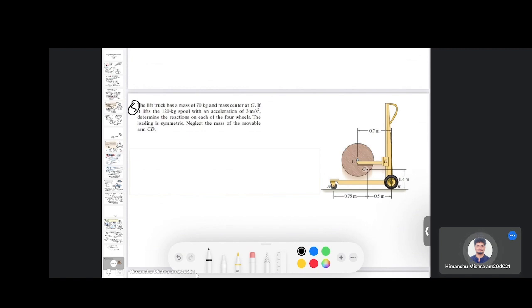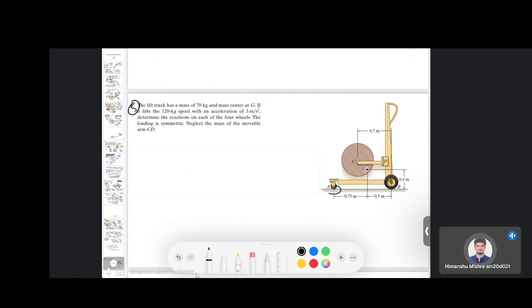So here the lift truck has a mass of 70 kg and a mass center at G. If it lifts the 120 kg spool with an acceleration of 3 meters per second squared, determine the reaction on each of the four wheels. The loading is symmetric. Neglect the mass of the movable arm CD. So we need to find the normal reactions at points A and B.